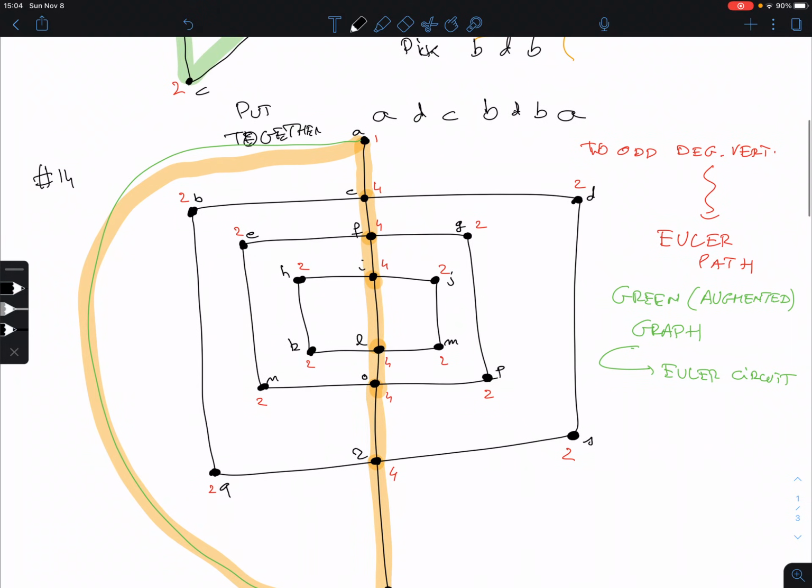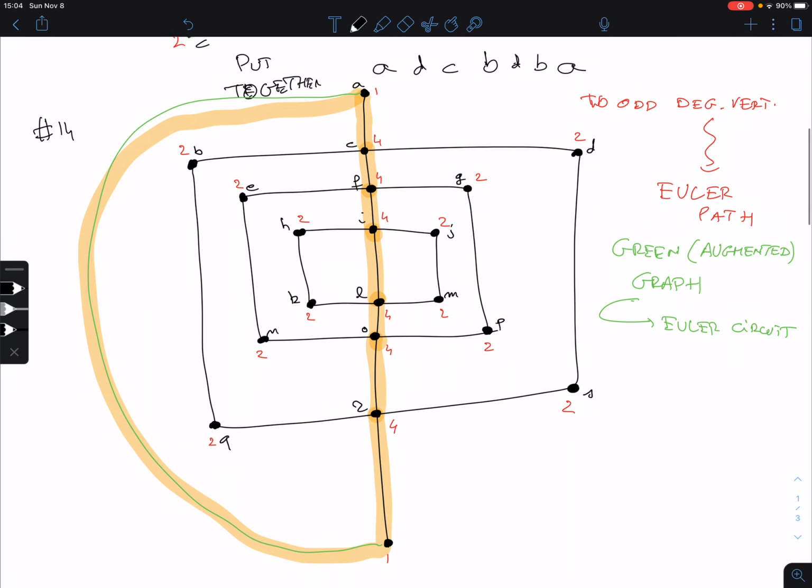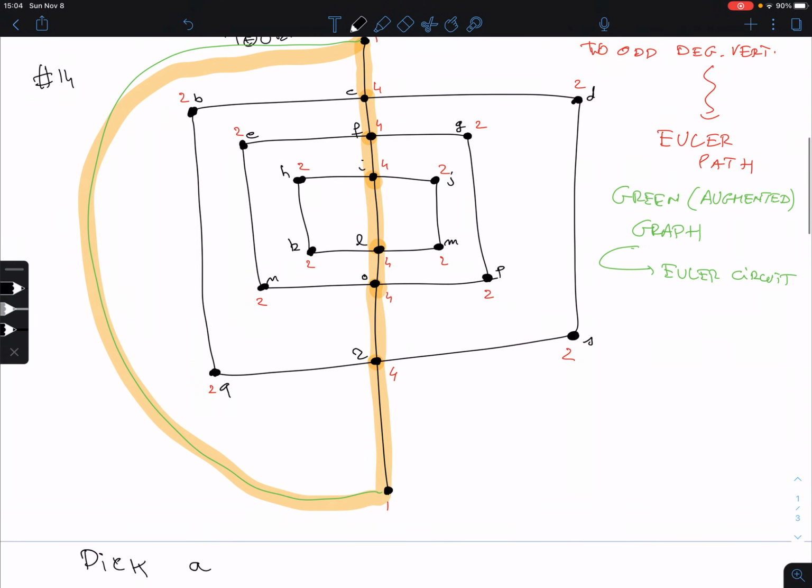All right. So I start, pick A. I want to say pick the degree 1, right? And then I'll go down. So that would be A, C, F, I, L, O, R. Oh, I haven't given this one a name. T. And then I go back to A.